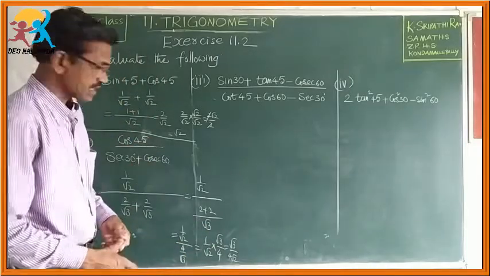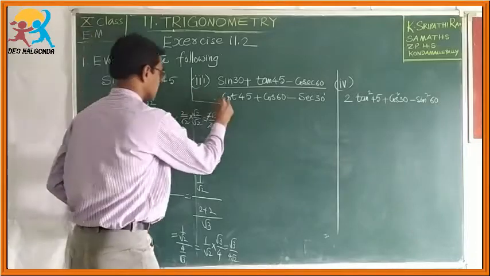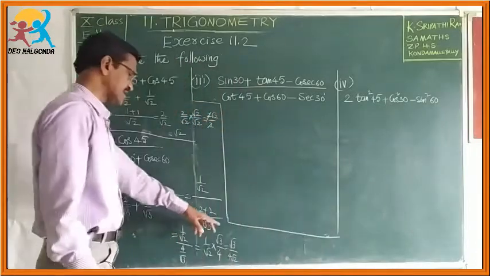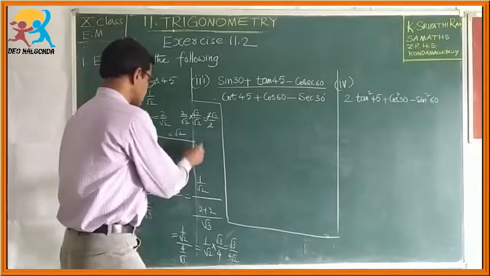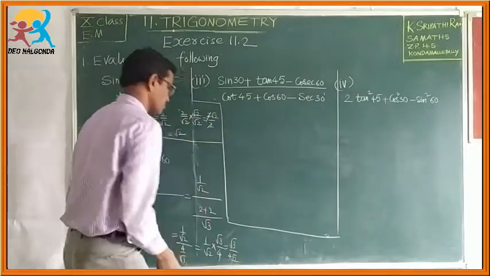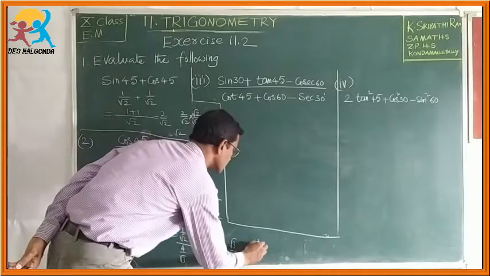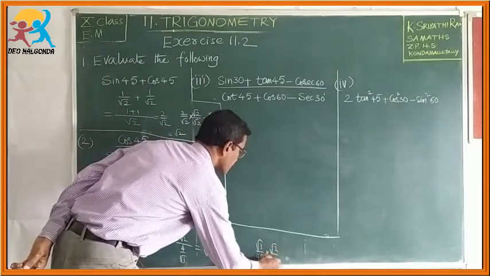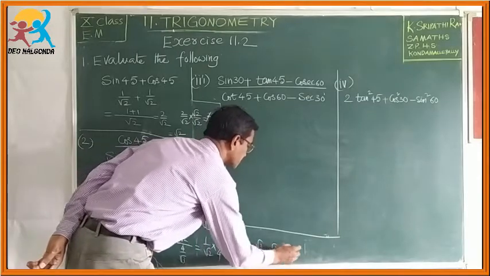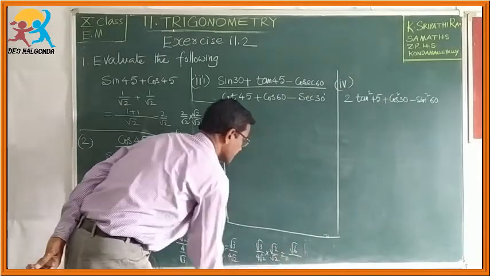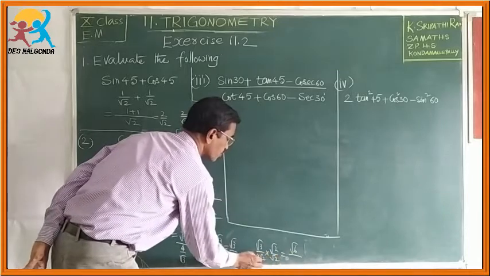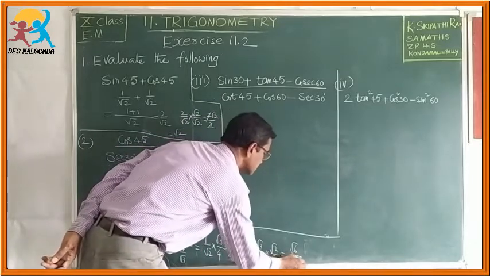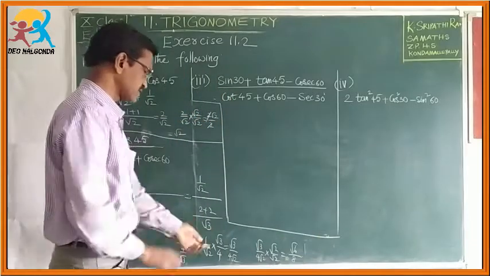You can rationalize this one if needed. How to rationalize? Multiply with root 2: root 3 by 4 root 2 into root 2 by root 2. Here root 2 into root 3 is root 6, by 4 root 2 into root 2, 4 into 2 is 8, root 6 by 8. Otherwise, you keep it as it is.